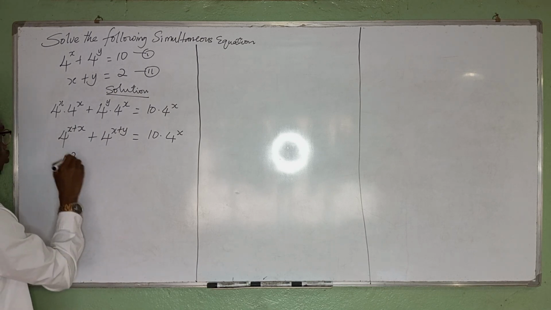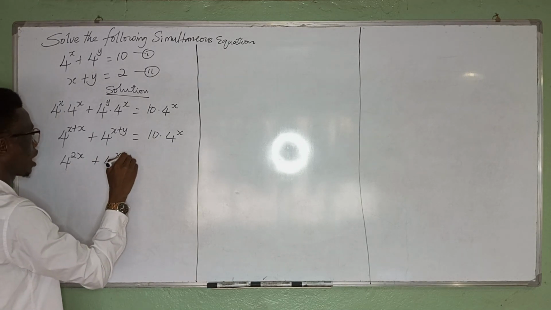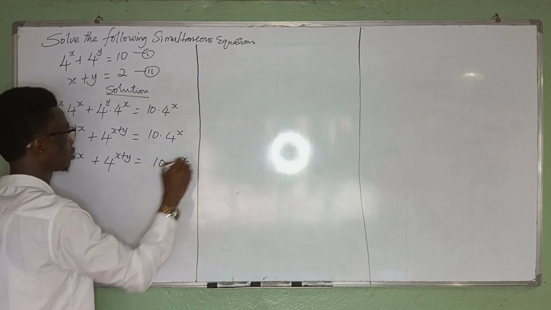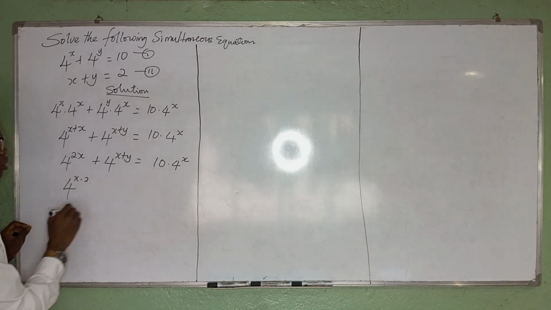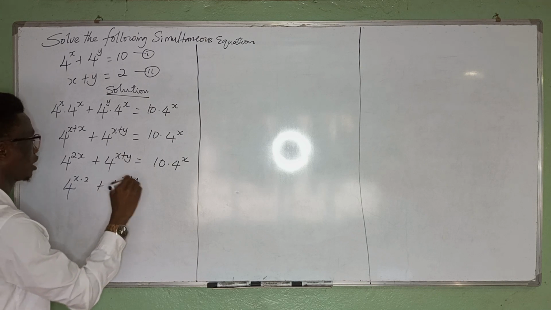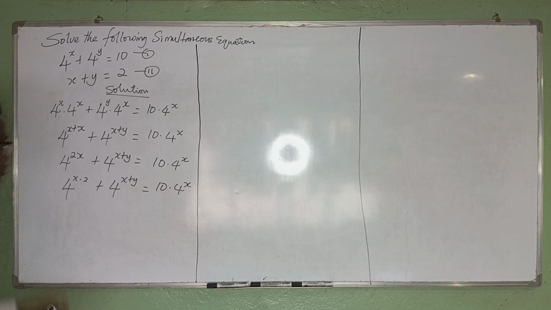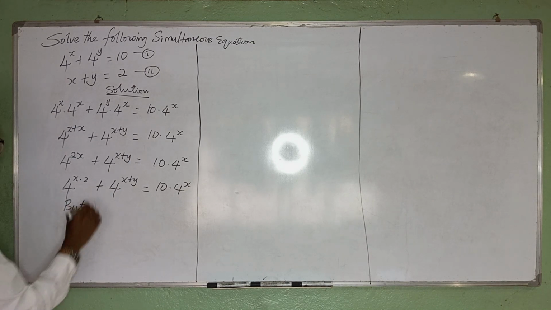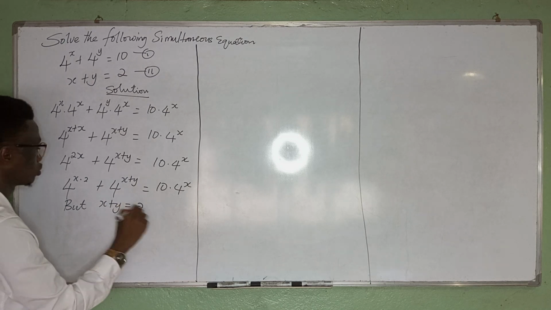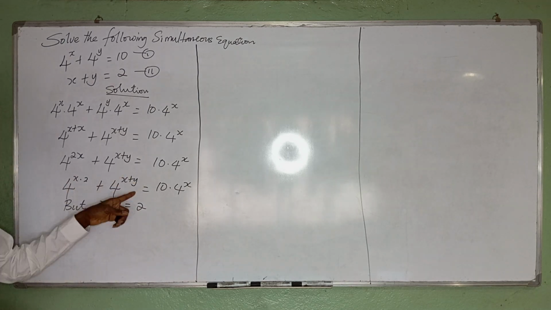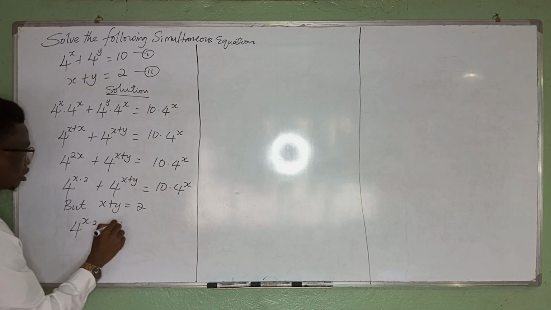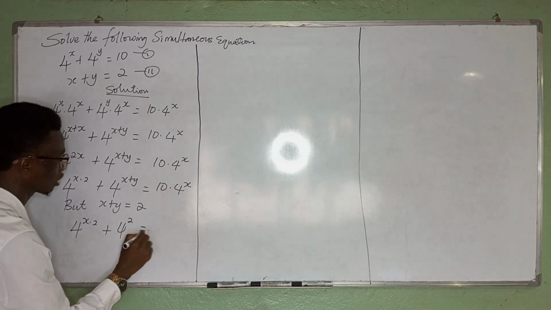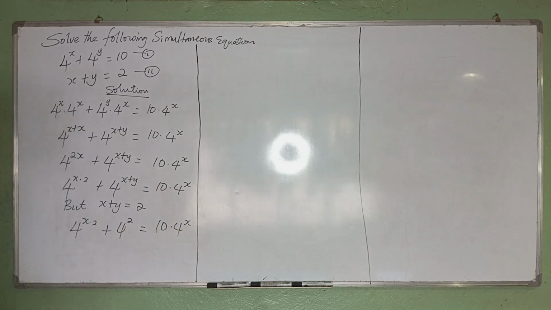This becomes 4 raised to the power 2x plus 4 raised to the power x plus y equals 10 multiplied by 4 raised to the power x. This is the same as 4 raised to the power x, all multiplied by 2, plus 4 raised to the power x plus y equals 10 multiplied by 4 raised to the power x. Now, from equation 1, x plus y is equal to 2. So wherever we see x plus y here, we replace it with 2. So this becomes 4 raised to the power x multiplied by 2, plus 4 raised to the power 2, equals 10 multiplied by 4 raised to the power x.